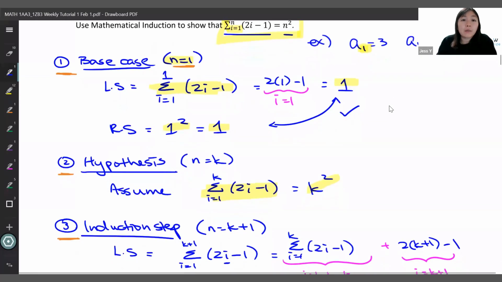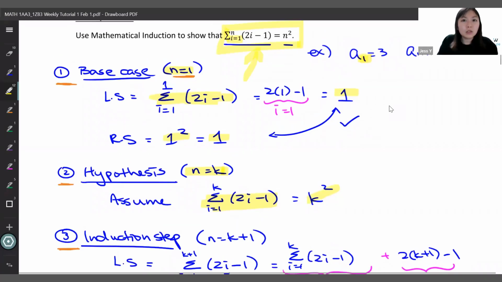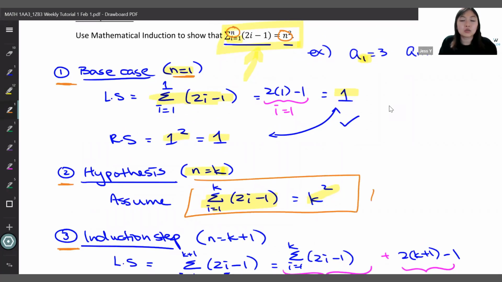Then we need our hypothesis. Our hypothesis, you're going to just let n equals k. It's always going to be n equals k. And you're not trying to do any work. You're not trying to prove left side equals right side here. You're just saying, okay, let's assume this statement, whatever it is, is true for n equals k. So I'm literally just replacing my n's with k's, and I write down what that statement is. So I'm assuming this is true.